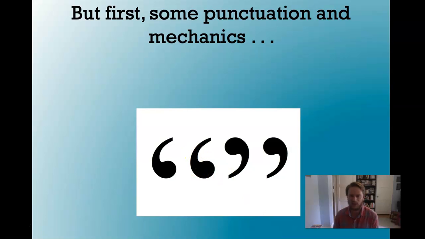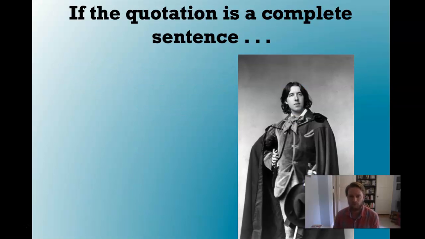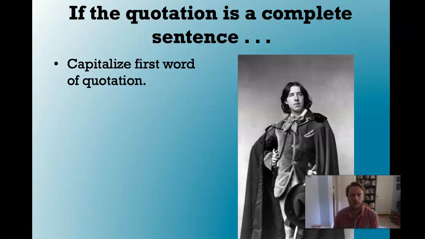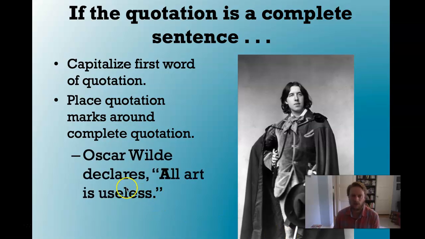So here are quotation marks. The words within the quotation marks are the exact words of the speaker or writer. Now, if the quotation is a complete sentence, capitalize the first word of the quotation and place quotation marks around the complete quotation. So, for example, Oscar Wilde declares, "All art is useless." Now, the quote, "all art is useless," is a complete sentence, and so we must capitalize the A in all.